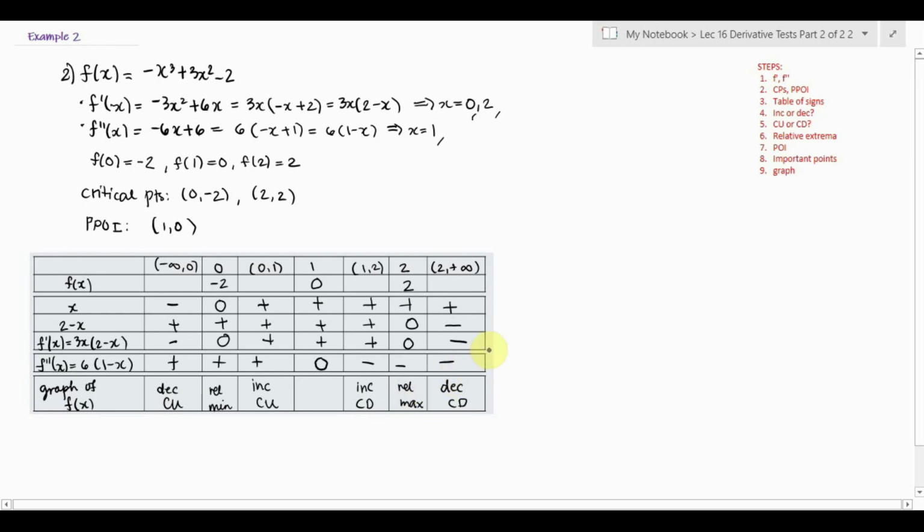And to complete the table, we check the PPOIs, if they are the POI. So, ang PPOI natin ay 1, at x equals 1. So, at 1, tingnan natin ang sign ng f double prime sa kaliwa. Positive siya, sa kanan naging negative. So, you have concave up to concave down. Hence, it changes concavity. Hence, we have a POI here. We have already completed the table. And we can graph.